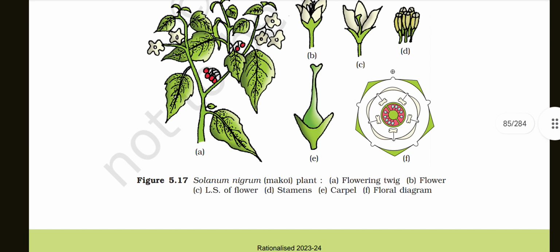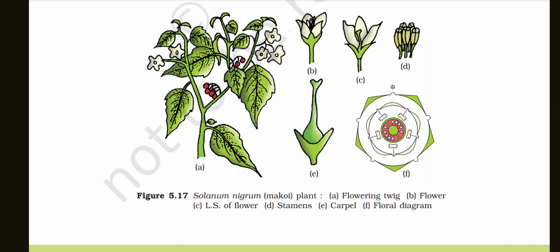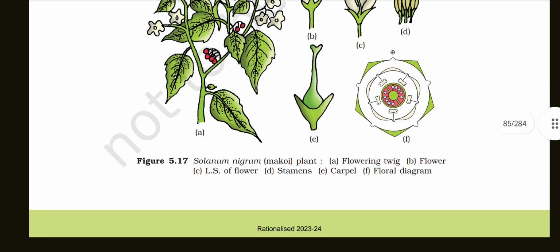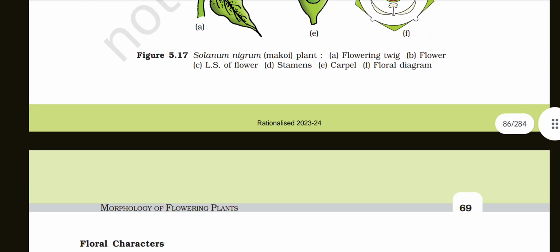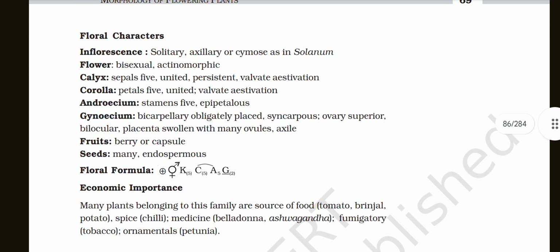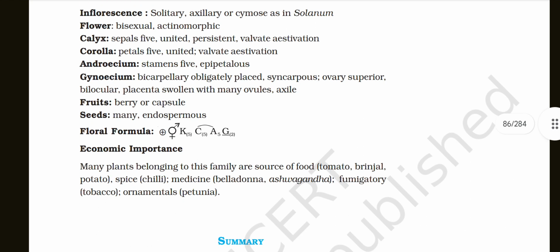This is Solanum nigrum, makoi plant, a flowering plant. A is the flowering twig, B is the flower, C is the longitudinal section of the flower, D is the stamens, E is the carpel, and F is the floral diagram of the Solanaceae family. Floral characters: inflorescence solitary, axillary, or cymose, as in Solanum. Flower bisexual and actinomorphic.